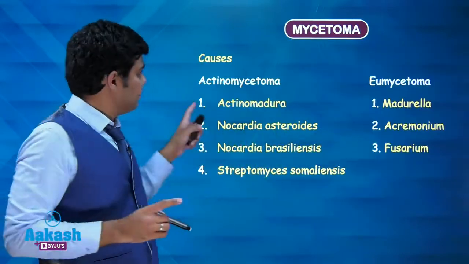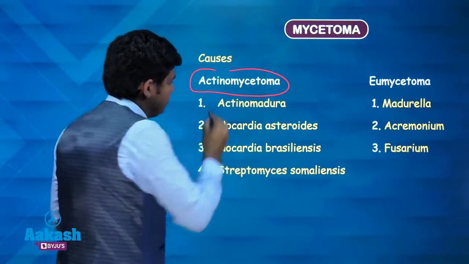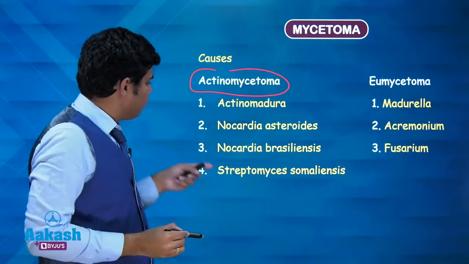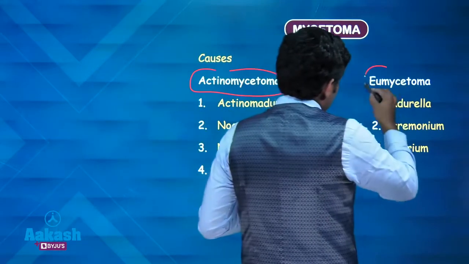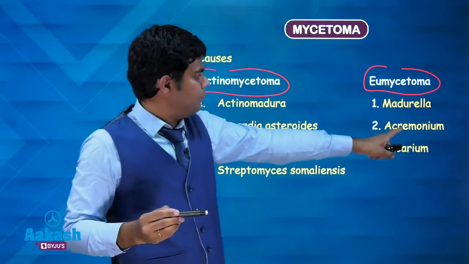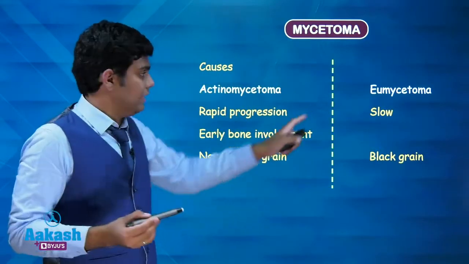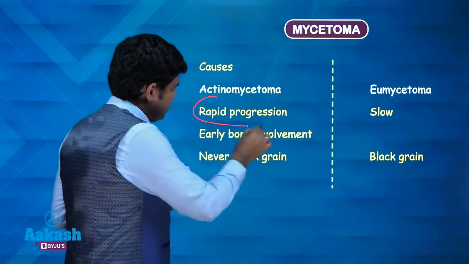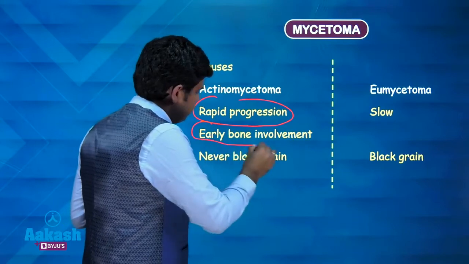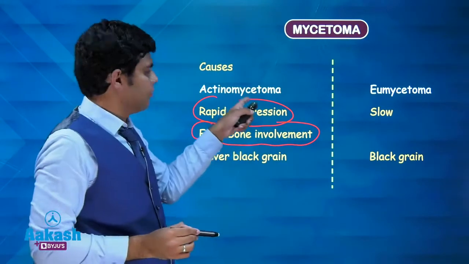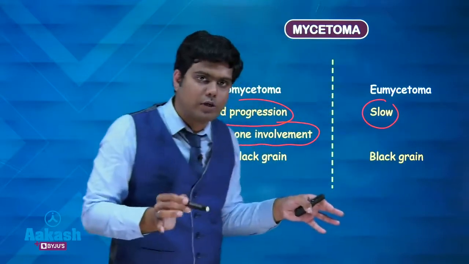Also, you should know the differences and the causes of actino and eumycetoma. Actino is related to bacteria. Which ones? Actinomadura, Nocardia asteroides, Nocardia brasiliensis and Streptomyces somaliensis. What about eumycetoma? It is fungal. So three important causes: Madurella, Acremonium, Fusarium. The differences are more important. Bacteria is deadlier than fungus. That's why rapid progression is seen in actinomycetoma and it can damage the bone. So the bones in the foot can be damaged by actinomycetoma earlier as compared to eumycetoma. Fungus is slow growing.